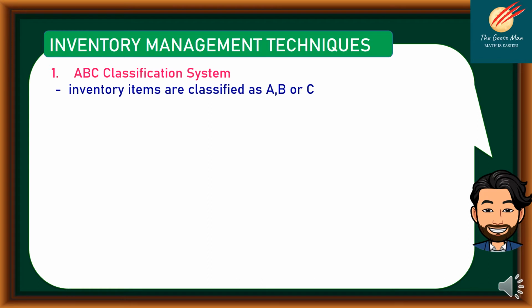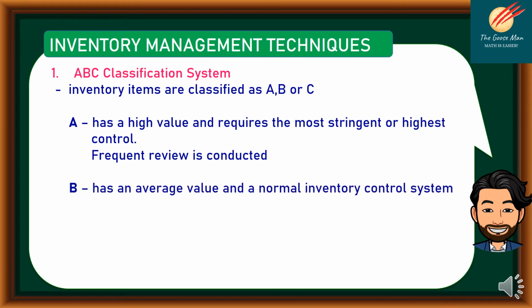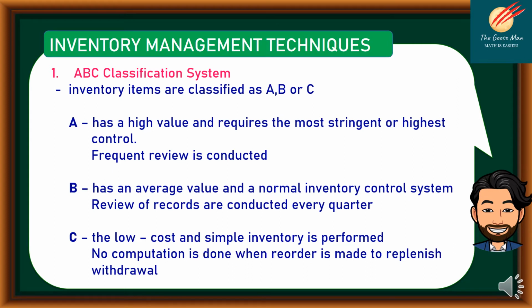It is an inventory system such that inventory items are classified as A, B, or C. So A stands for a high value and requires the most stringent or highest control. So frequent review is conducted. On the other hand, B has an average value in a value inventory control system. So review of records is conducted every quarter. So C is the low cost and simple inventory is performed. So no computation is done when reorder is made to replenish withdrawal.